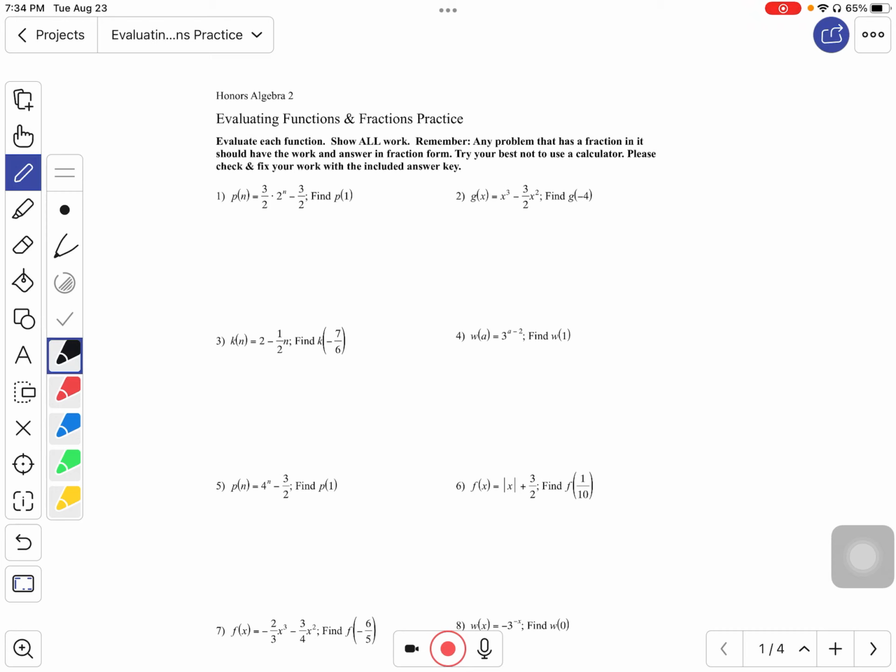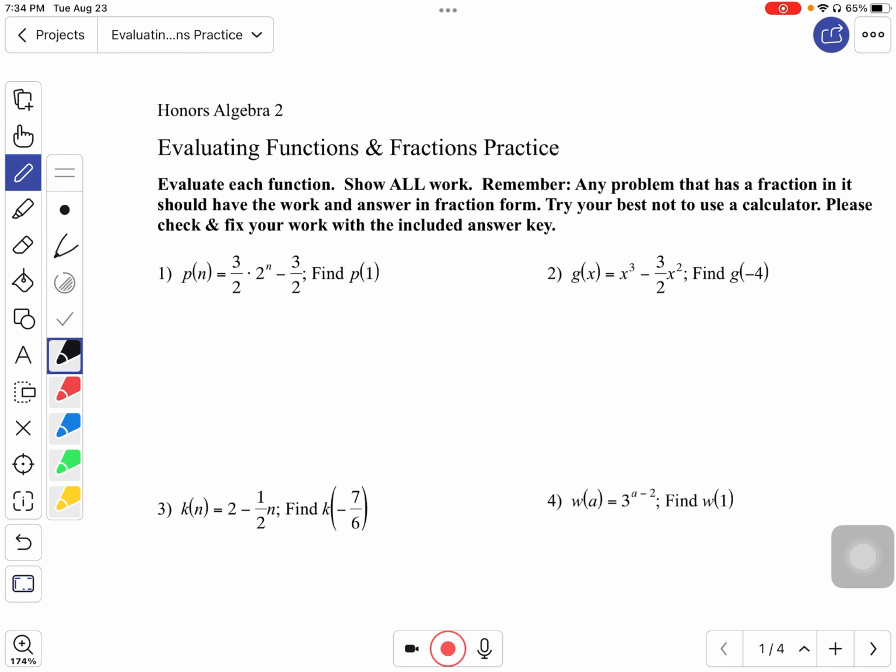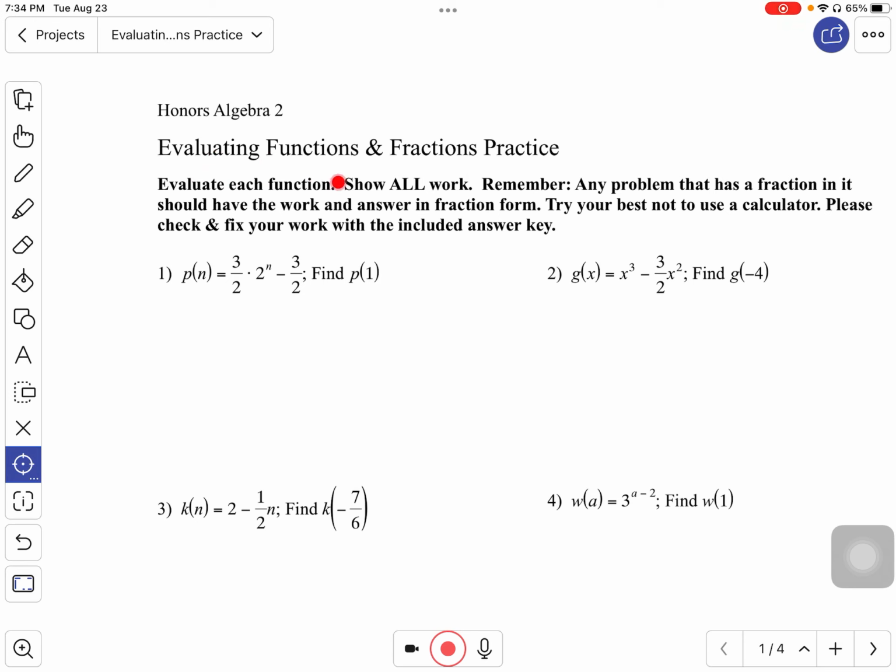As with any assignment, a great way to start is to take just a few moments to read the directions. Let's read them together. So on this particular document, you are supposed to evaluate each function, and I'm going to go ahead and show you what that means in just a few minutes. Remember, when you do any assignment, it's important to show all of your work. Remember, any problem that has a fraction in it, and this will be for the whole year, should have the work and the answer in fraction form.